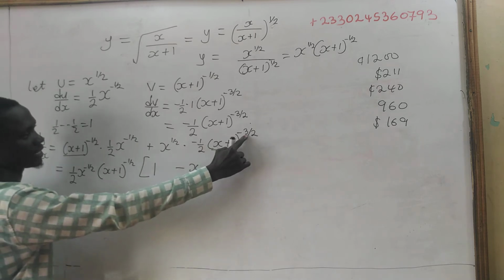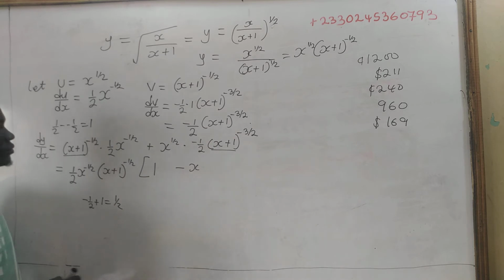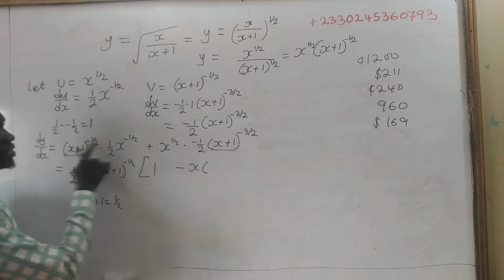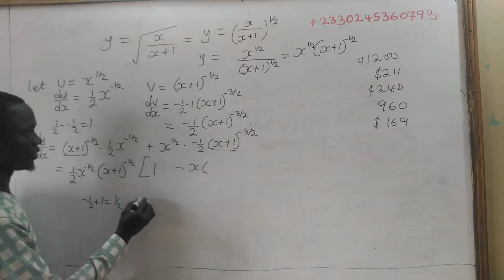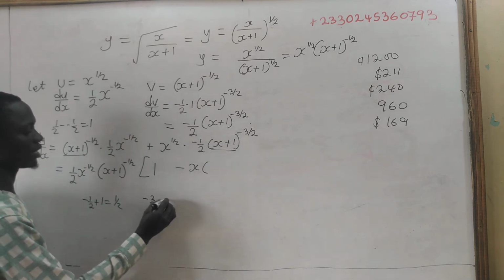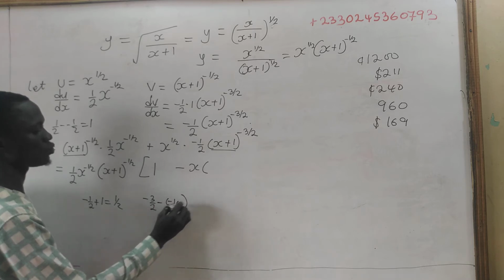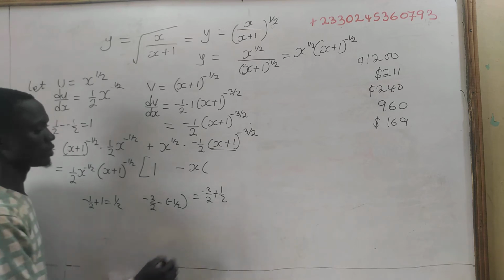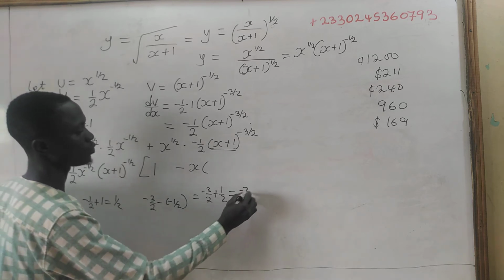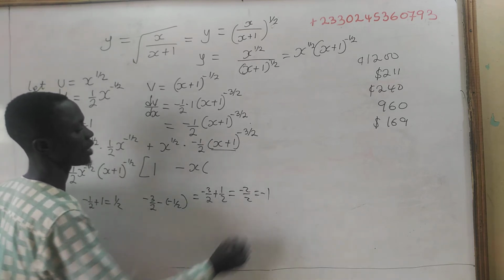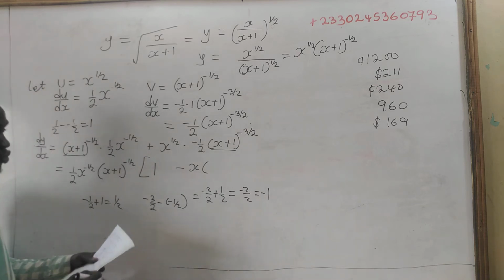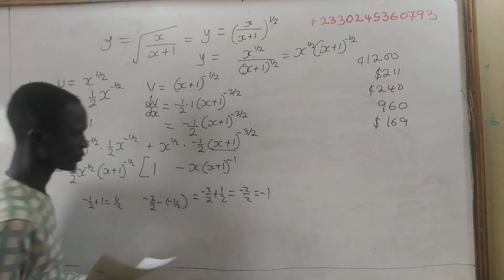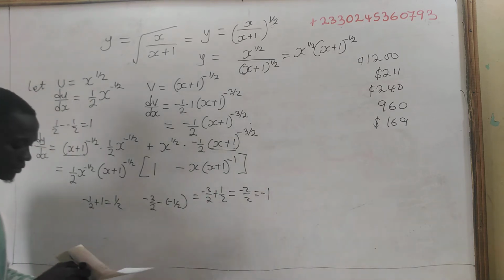Now let's look at this one too. What will remain here? So you take negative half and subtract it from this. So you have negative 3 on 2 minus 1 on 2. That will give us negative 3 on 2 plus 1 on 2. And that will give us negative 2 on 2. And that is negative 1. Wow. So it will be negative 1. So you have x plus 1 to the power negative 1. So let's close the brackets.